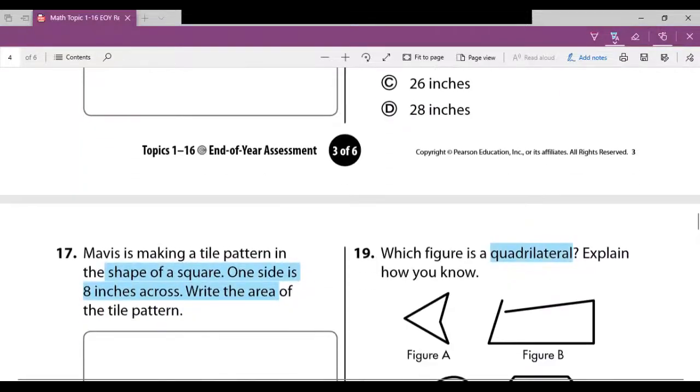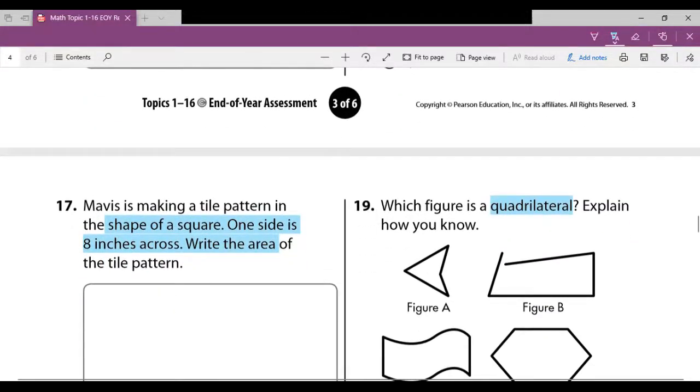Okay, number 17, it says Mavis is making a tile pattern in the shape of a square. One side is 8 inches across. Write the area of the tile pattern. Okay, so I'm going to flip my camera so you can see. All right, so number 17, if it says one side is 8 inches across, okay, I have one side that is 8 inches.